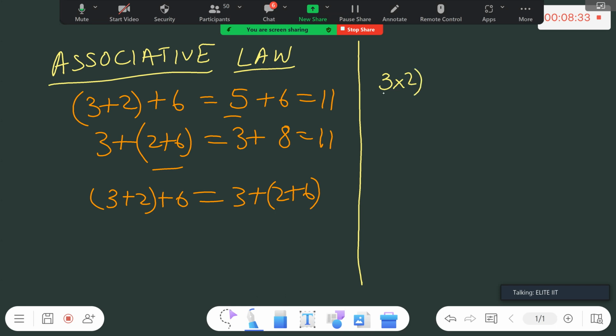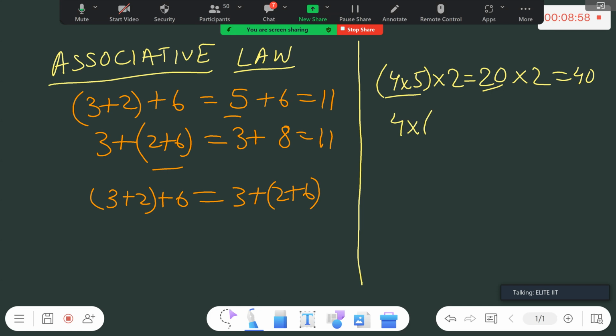Suppose you take 3 into 2 into 5. Why am I taking the same numbers? Suppose I am taking 4 into 5 into 2. So what will be the answer? First 4 into 5 will give you 20. 20 into 2 means 40.